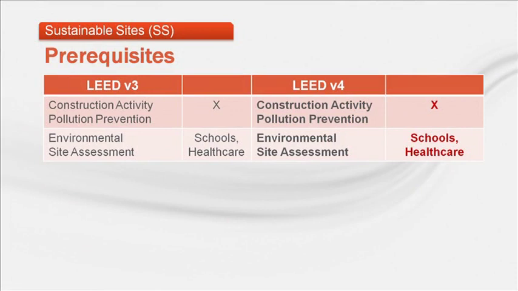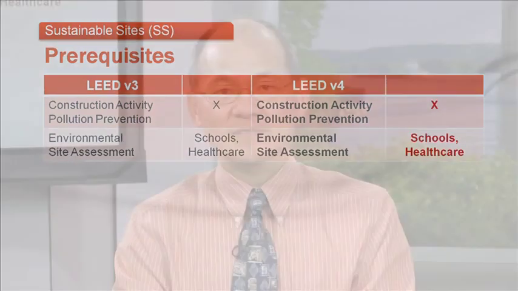For sustainable site prerequisites, the reference standards have been updated to newer versions. For example, construction activity pollution prevention refers to EPA's Construction General Permit. The reference was updated to the 2012 version for LEED v4. Also, the environmental site assessment reference has been updated to a new ASTM standard. As we mentioned earlier, migrating standards or references to the latest version is a common theme across all LEED categories. We'll point out the most significant changes as we go along.